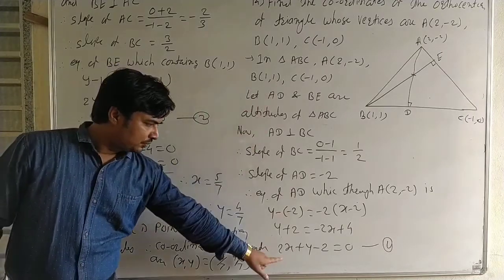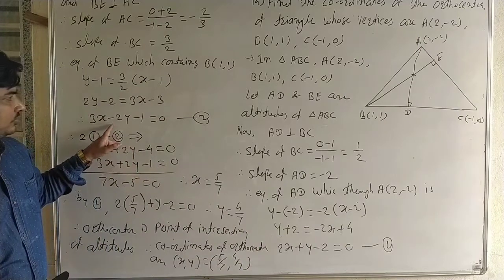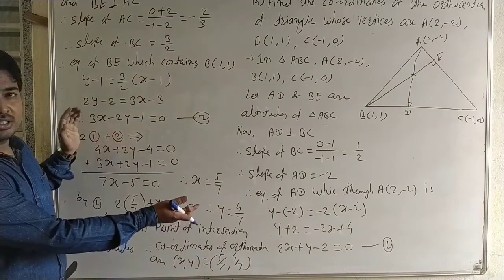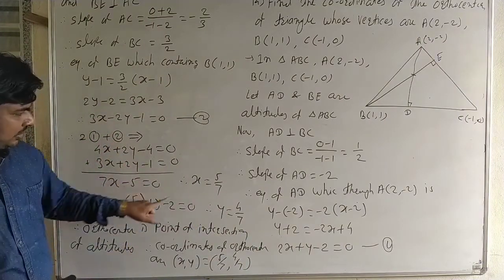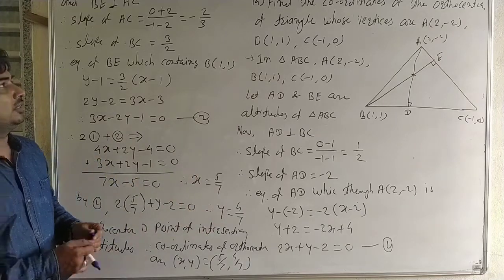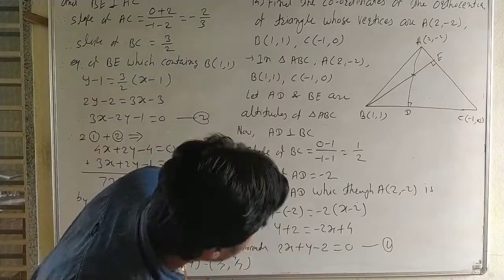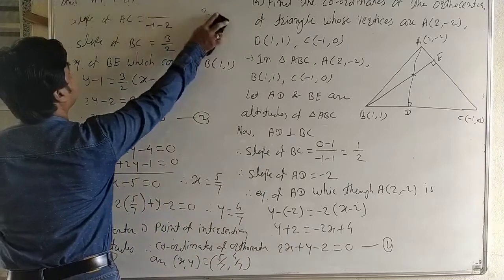So we first find the equations of the altitudes, and then their point of intersection, that means the common solution of these. Now we see the last example of the exercise.